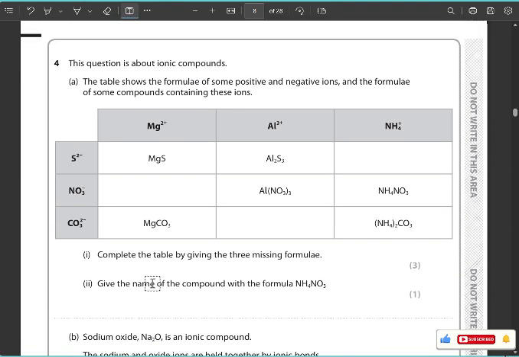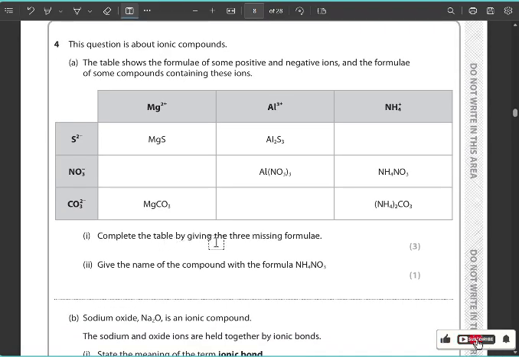Okay, the next question, the fourth question. This question is about ionic compounds. The table shows the formula of some positive and negative ions, and the formula of compounds that contain these ions. Complete the table by giving the three missing formulae.